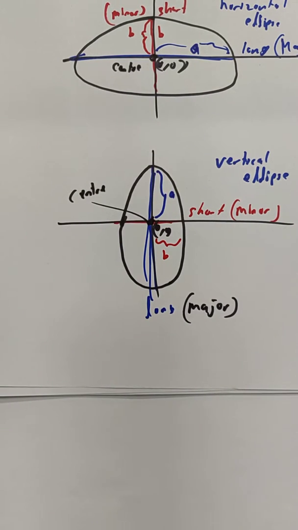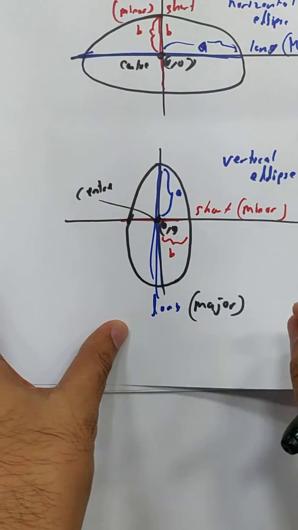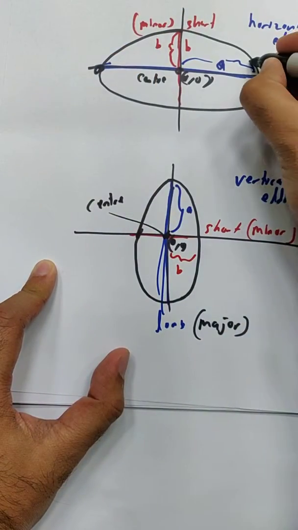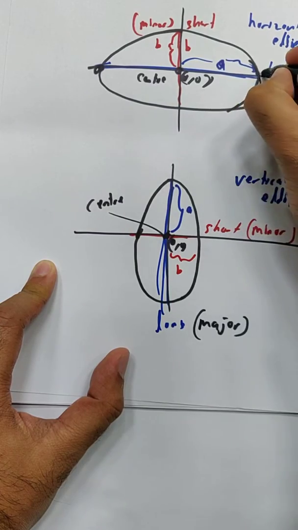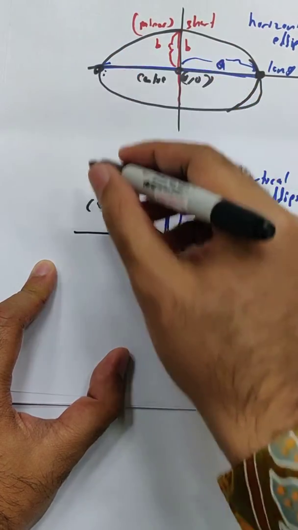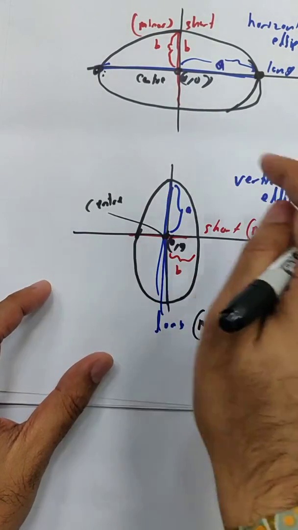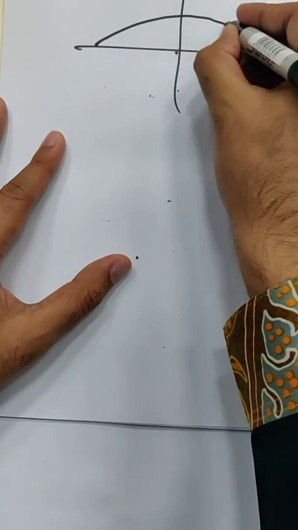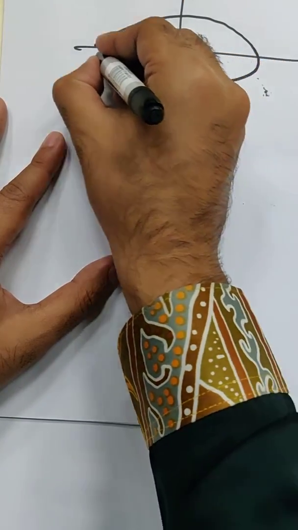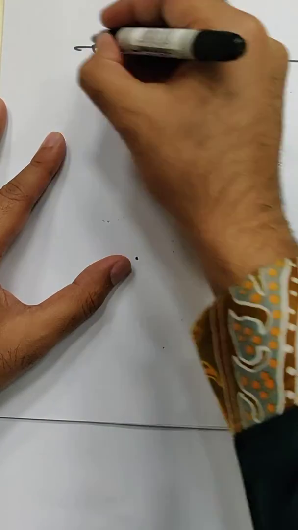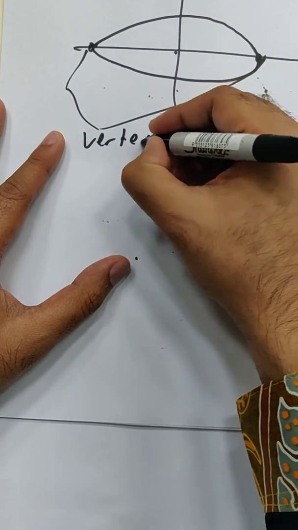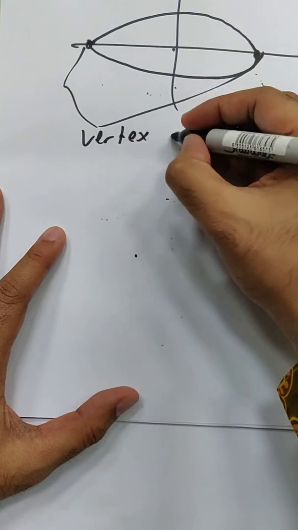And oops, I think I drew a bad ellipse. I should have drawn a bit better, but don't worry. The end of it is supposed to be the end. I'm sorry, this is not a good one. The very end is what we call vertex. This should be better. This is what we call vertex, or you might want to call vertices.